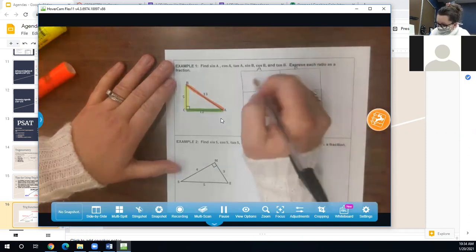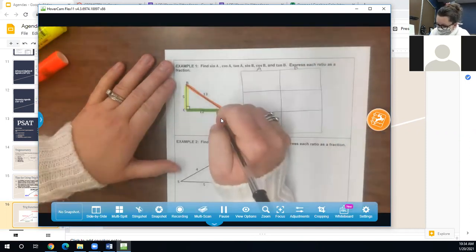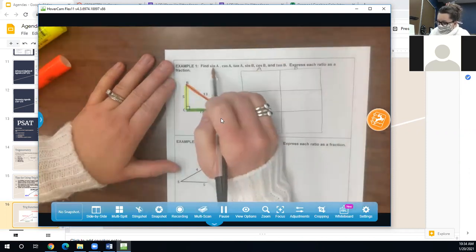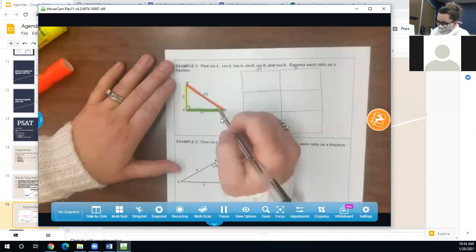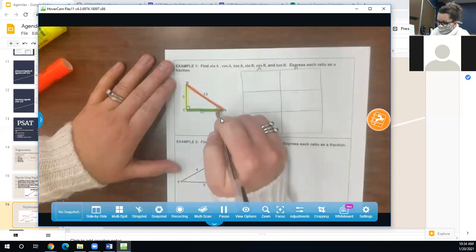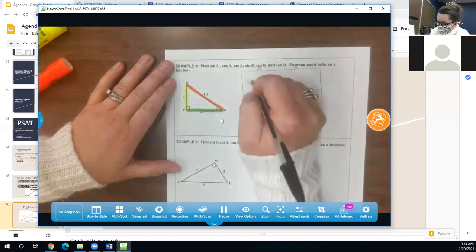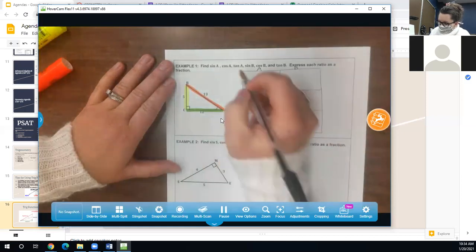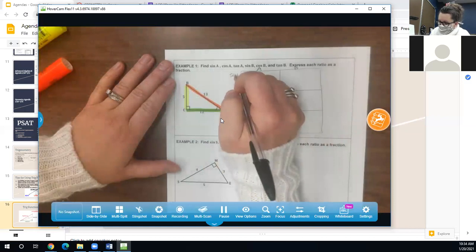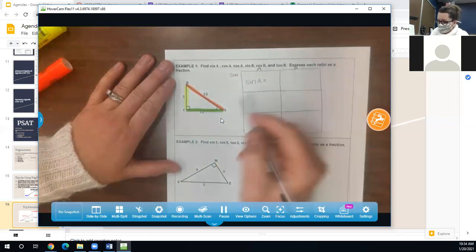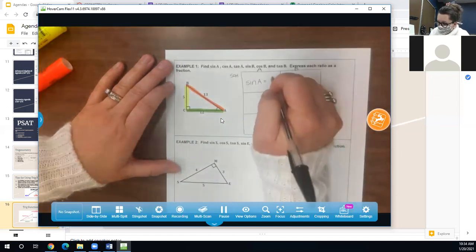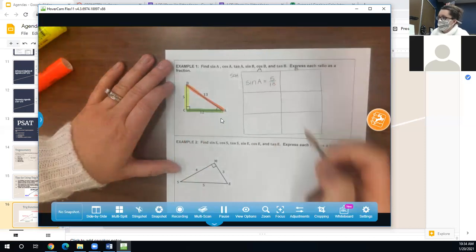All right, so my first one is A, right? I'm going to start from angle A. So remember, if I see sine A, cosine A, tangent A, I'm always starting from this angle. So here's my sine of A equals, so remember sine is opposite over hypotenuse. So it's across the street neighbor and hypotenuse. So it's 5 divided by 13.